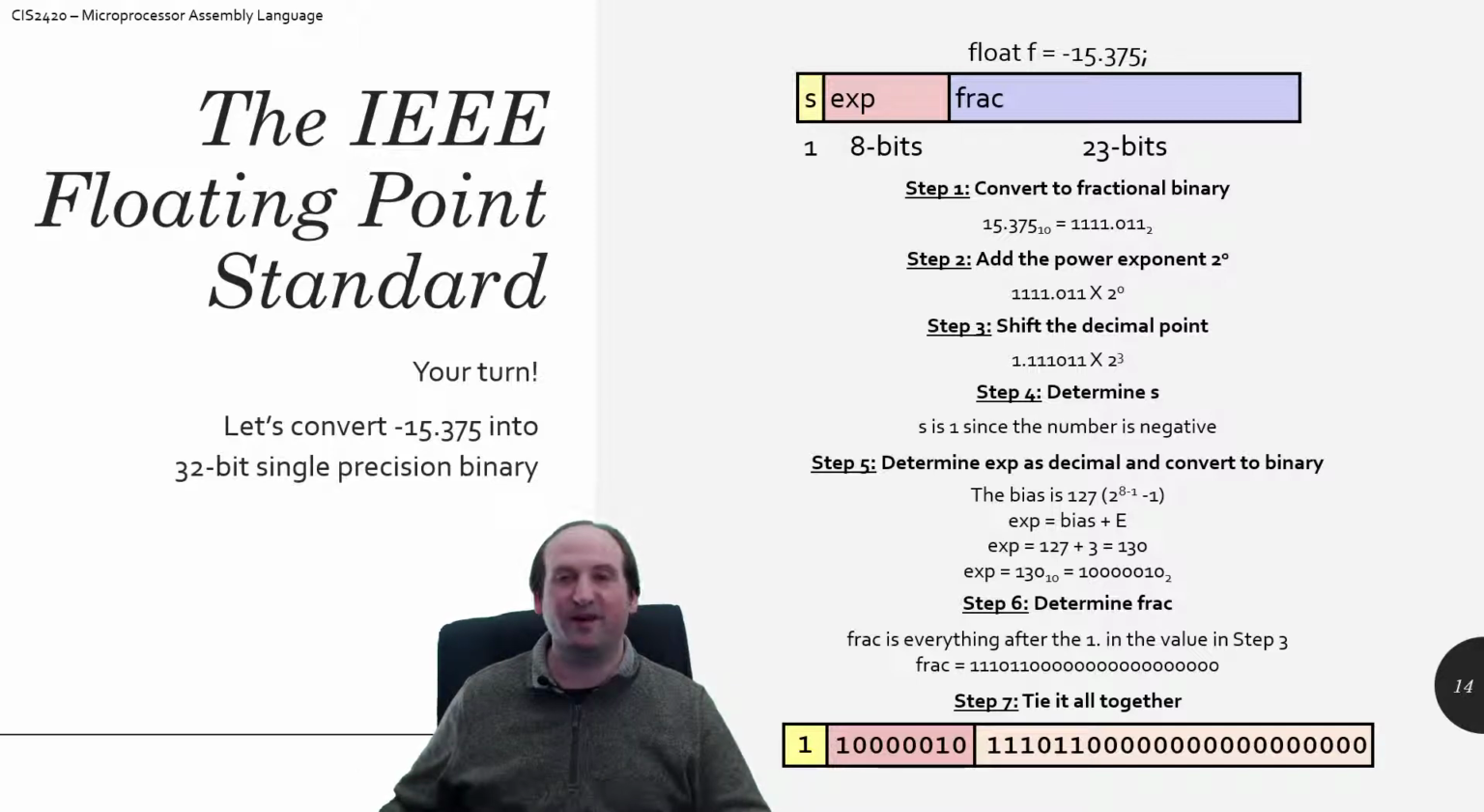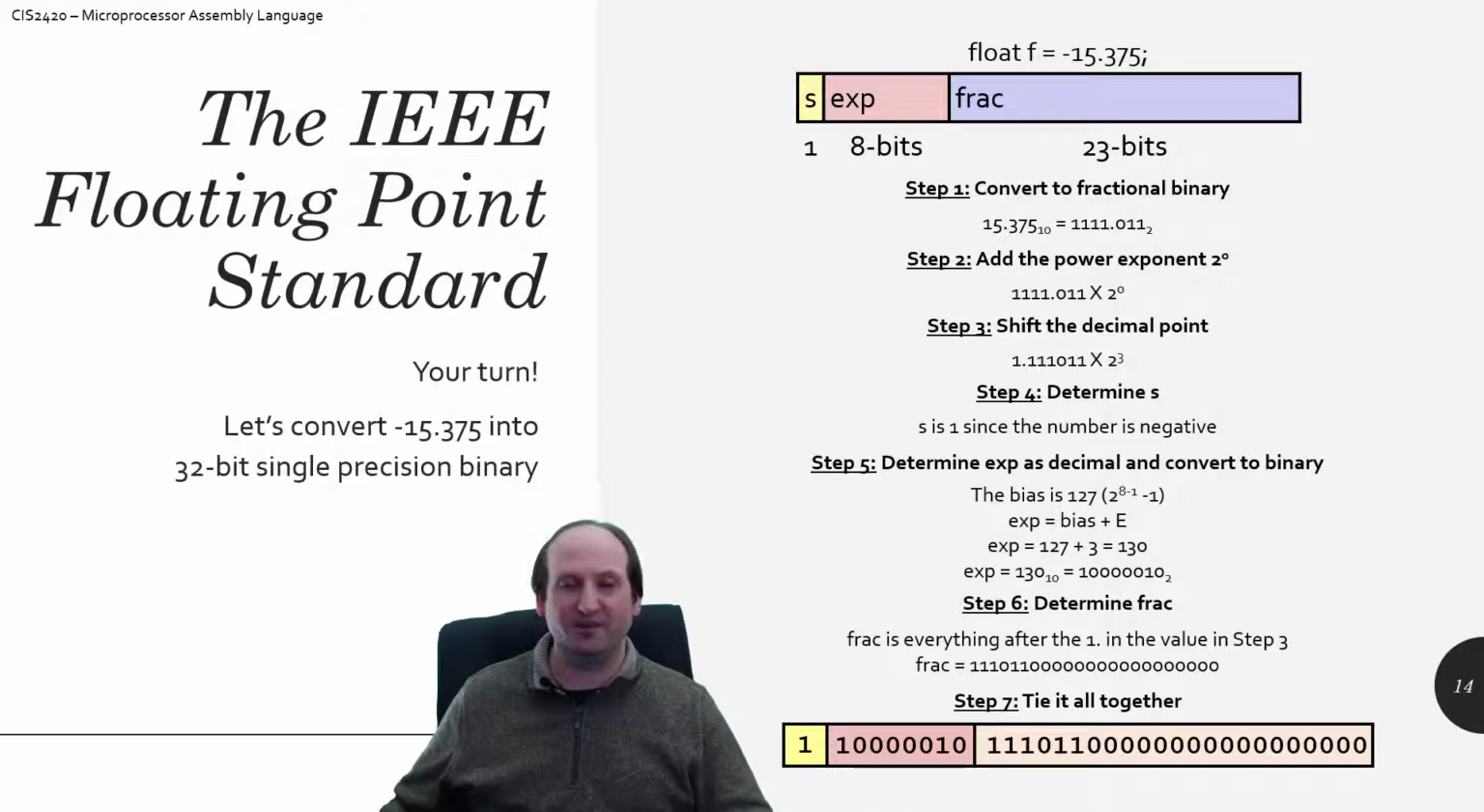Then for the right-hand side, you could use the formula from earlier: 0.375 times 2 is 0.75, so the 0 gets the next slot. 0.75 times 2 is 1.5, so the 1 gets the next slot. And then 0.5 times 2 equals 1.0, so 1 fills in the final spot. That is a quarter plus an eighth, or 2/8 plus 1/8, to get me 3/8, 0.375. So step 1 complete: 1111.011. Step 2, then just tacking on the times 2 to the 0th power.